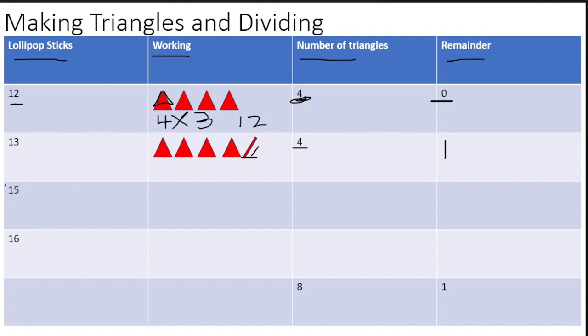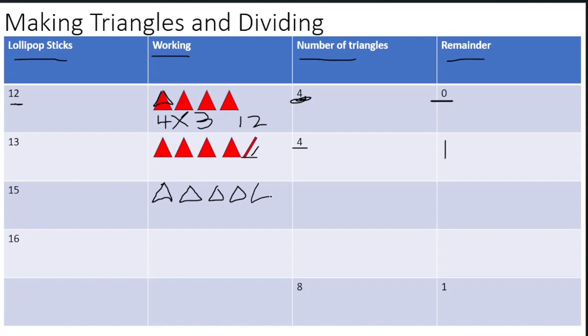Now we have 15 lollipop sticks. We need to fill in our working out of how many triangles we've made, and the remainder if there is one. We know that 3 lollipop sticks equals 1 triangle. So I'm going to draw 1 triangle and count 3. Then I'm going to draw another triangle and count 6. I'm just going up in the 3 times table. So 3, 6, 9, 12, and then 15.